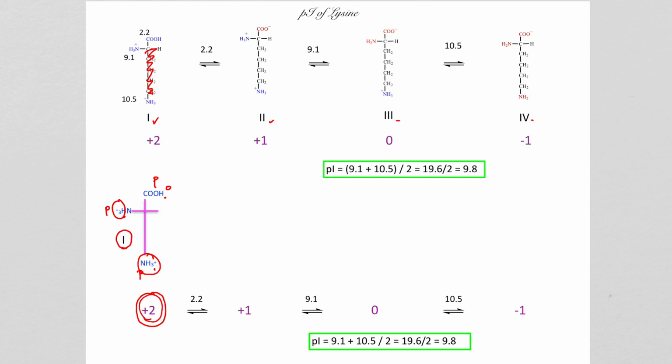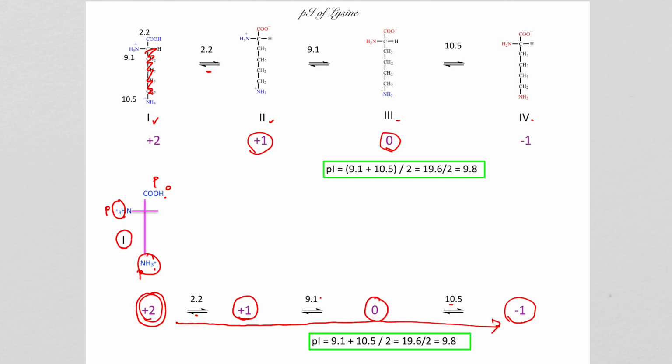Now all we have to do is just use the same pK values and change the next structure. It will have a net charge of plus 1, as you can see. And then the next pK, 9.1, will give you a structure that has a net charge of 0, as you can see there. And then the last pK, 10.5, will give you a charge of minus 1. So you can see the charge decreases by 1 as we go from left to right.